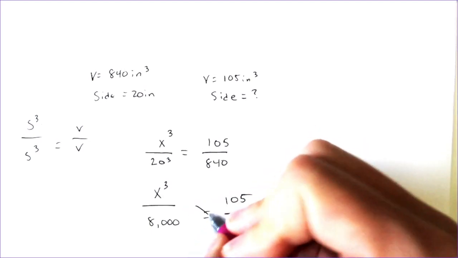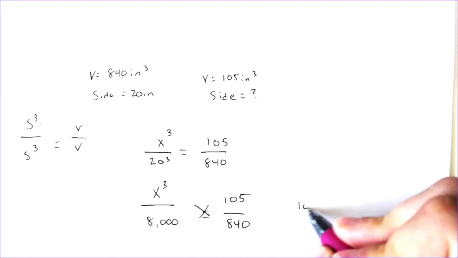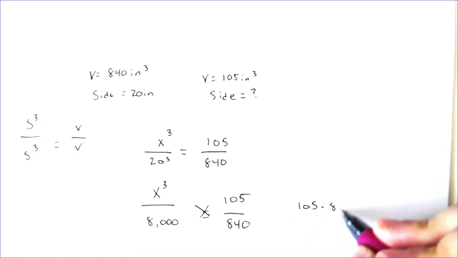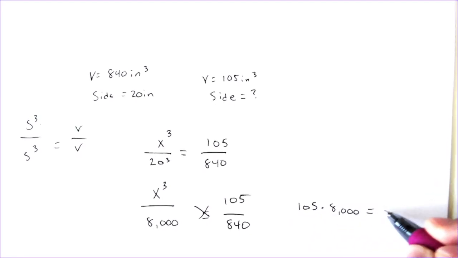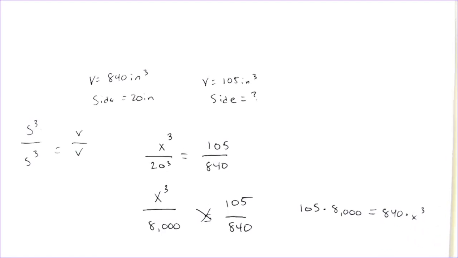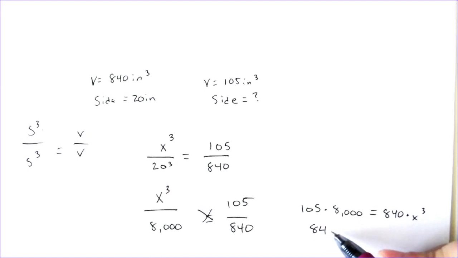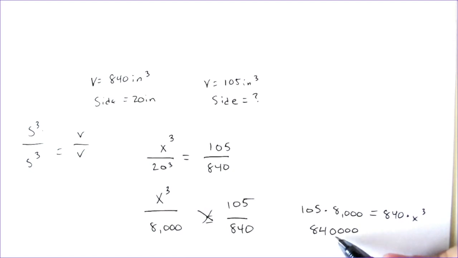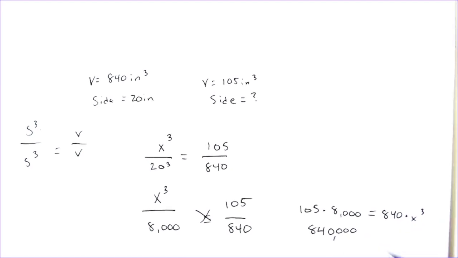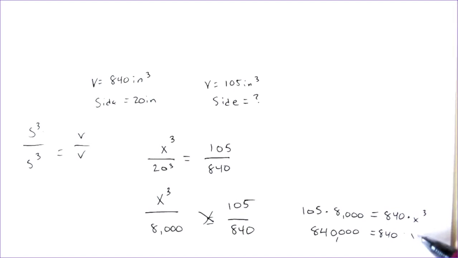Now we can cross multiply. We would have to do 105 times 8,000, and that is enormous as well. So we got 105 times 8,000 equals 840 times x to the third. Now I just did 105 times 8,000, and it is really big. It is 84 with 1, 2, 3, 4 zeros. So 840,000 equals 840, it's kind of convenient, times x to the third.